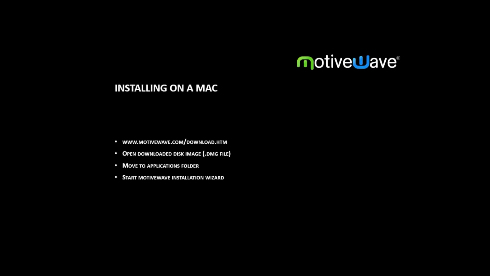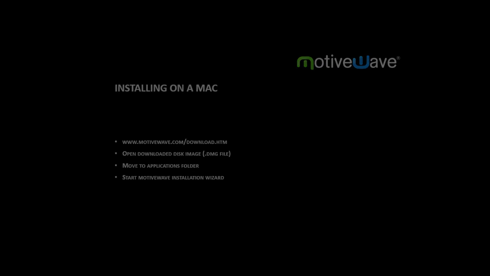In this video, we're going to be discussing installing MotiveWave on a Mac. First step is to head on over to our website, MotiveWave.com. Head on over to our downloads page, where you will find the DMG for download. Go ahead and download that. Then once you've downloaded it, we're going to be opening the downloaded file. We're going to move it to the applications folder, and then we're going to start the MotiveWave installation wizard.